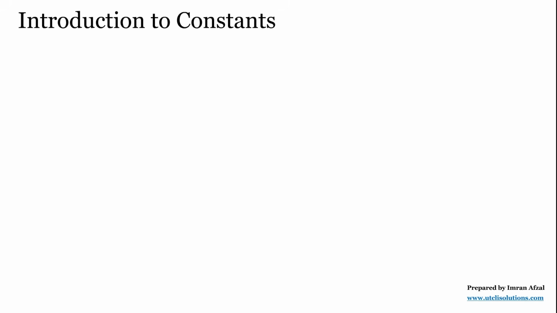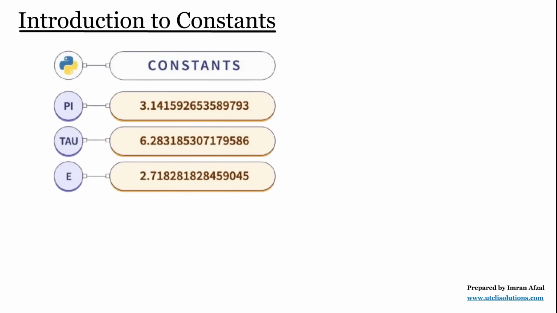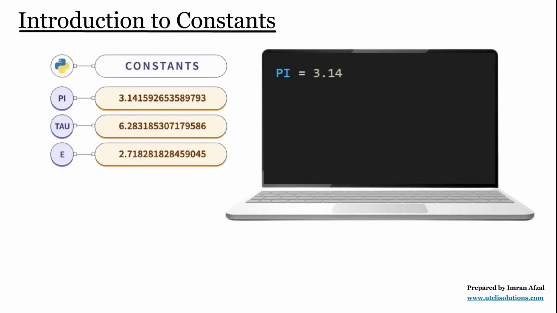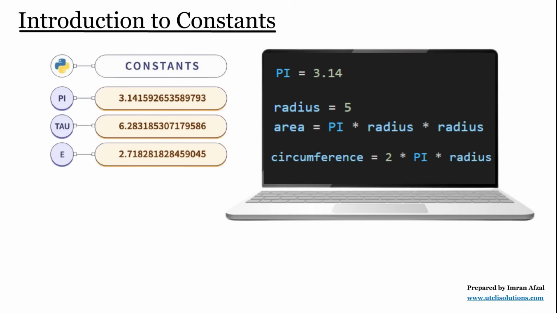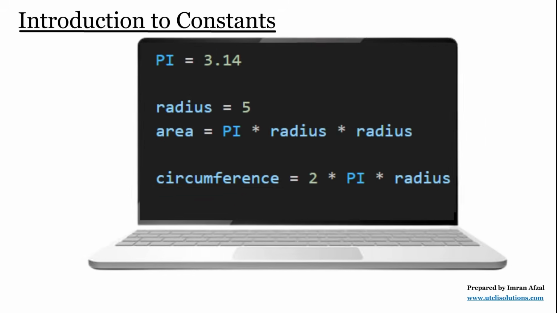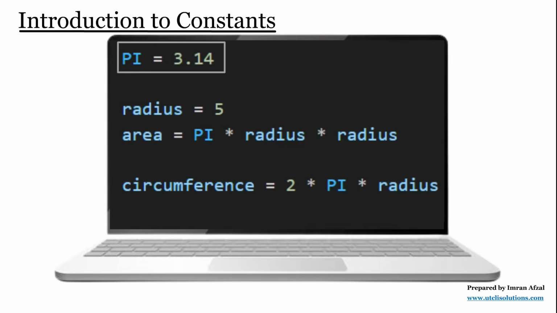In this lecture, we will learn about constants in Python. So constants are special values that stay the same throughout the program and do not change, no matter how many times the program runs or how many places the value is used. Okay, so think of a constant as a fixed label or name for a value that never changes.